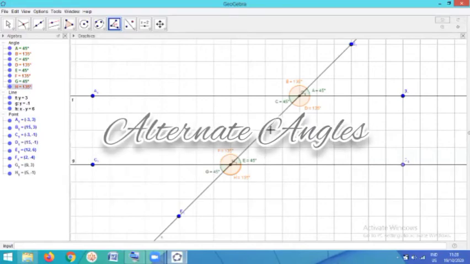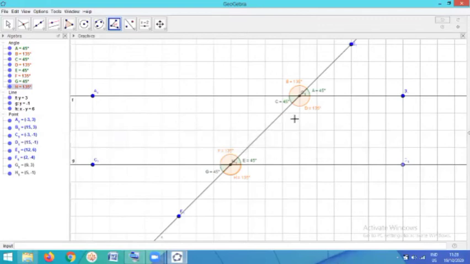The next is alternate angles. The figures show angle D and angle F are alternate. We call it alternate interior angles. And then the figures show angle A and angle G are called alternate exterior angles. Notice that angle D and angle F have the same size, and angle A and angle G have the same size too. So we conclude that alternate angles have the same size.